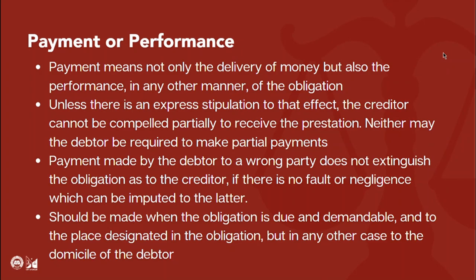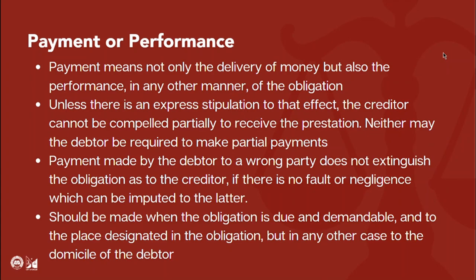Payment made by the debtor to a wrong party does not extinguish the obligation as to the creditor, if there is no fault or negligence which can be imputed to the latter. This should be made when an obligation is due and demandable, and at the place designated in the obligation, but in any other case, at the domicile of the debtor.